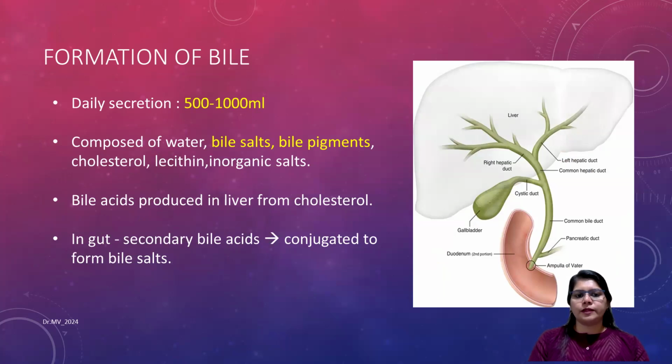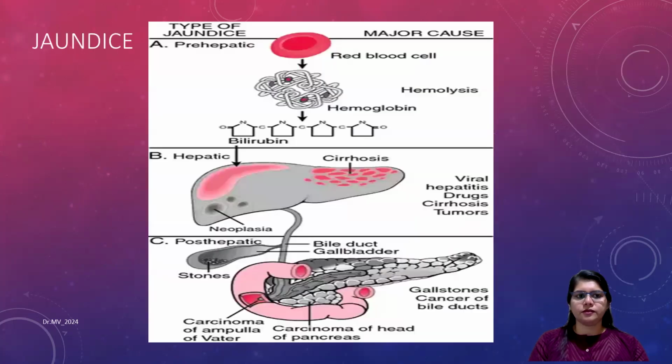The bile contains water, bile salts, bile pigments, cholesterol, and inorganic salts. All the bile acids are produced in the liver from cholesterol. In the gut, these get acted upon by the bacteria into secondary bile acids, which get conjugated to form the bile salts.